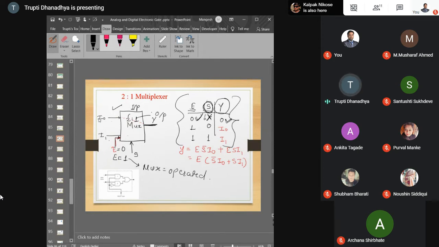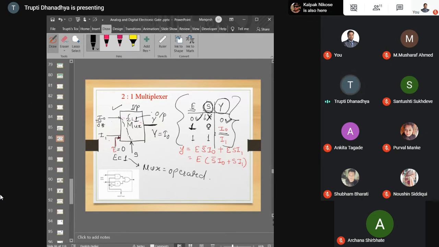Next, whenever E is equal to 1, at that time if I give 0, I want I0 as the output. So sorry, 0 only. So 0 is related to I0. At that time the selector line is connected to I0, and we get the output Y equal to I0. That's why I have written here Y is equal to I0.